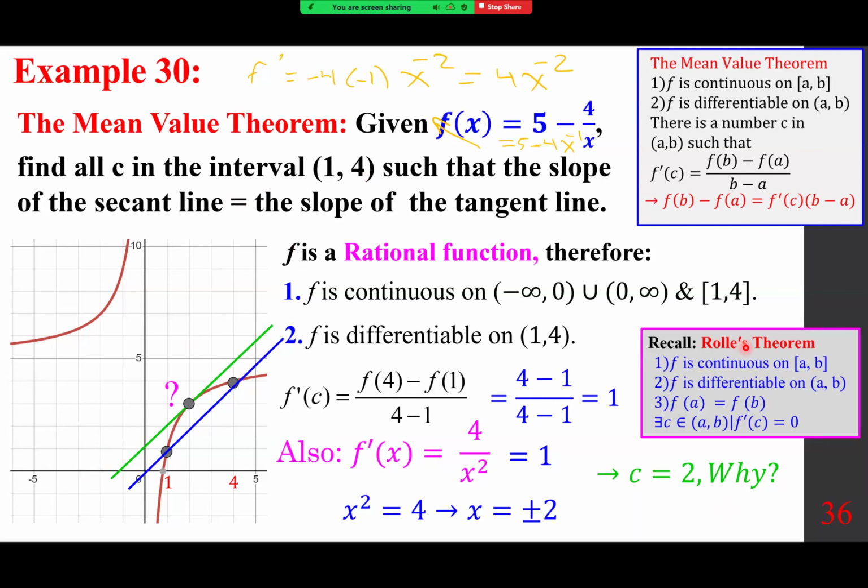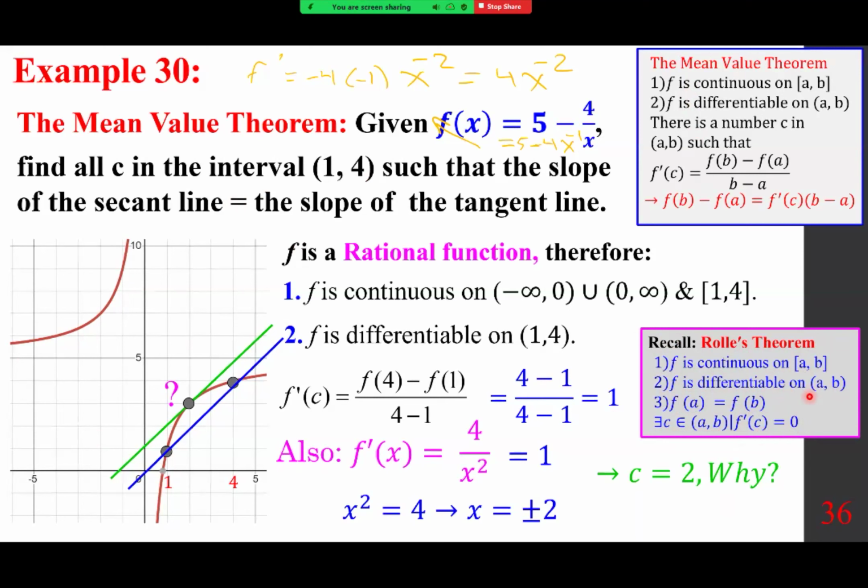And I remind you the Rolle's theorem. The Rolle's theorem is very similar to that. If f is continuous on the closed interval of a to b, f is differentiable on the open interval of a to b, and f of a equals f of b, then there is c that belongs to a and b such that f prime of c equals 0.